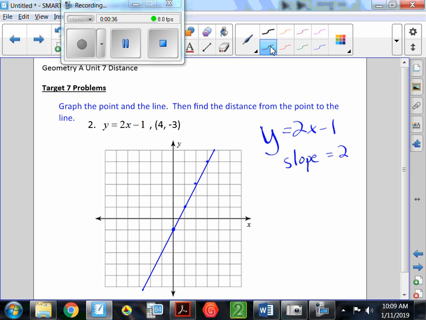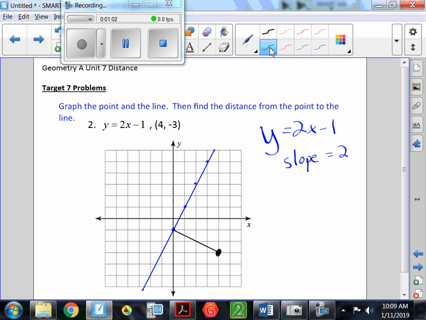The point is at 4, -3. 3, 4, 1, 2, 3. So there's my point at 4, -3. I wrote down the slope of the blue line because in order to find the distance from a point to a line, we have to measure it as a perpendicular distance. So I have to draw that black line I just did with the perpendicular slope.